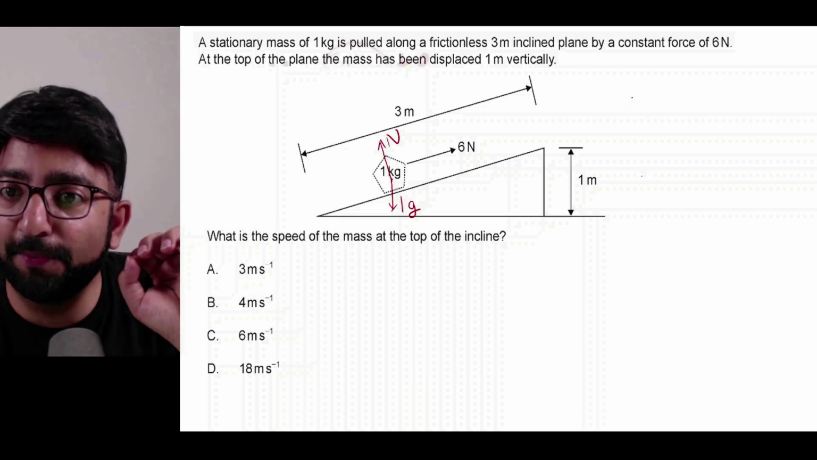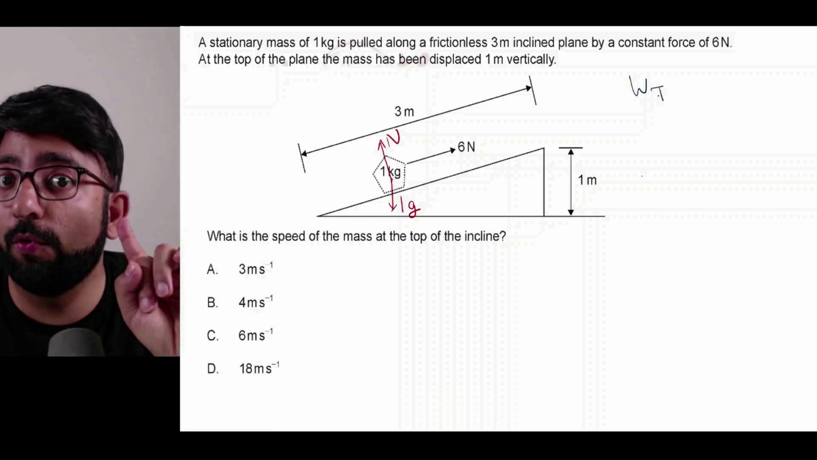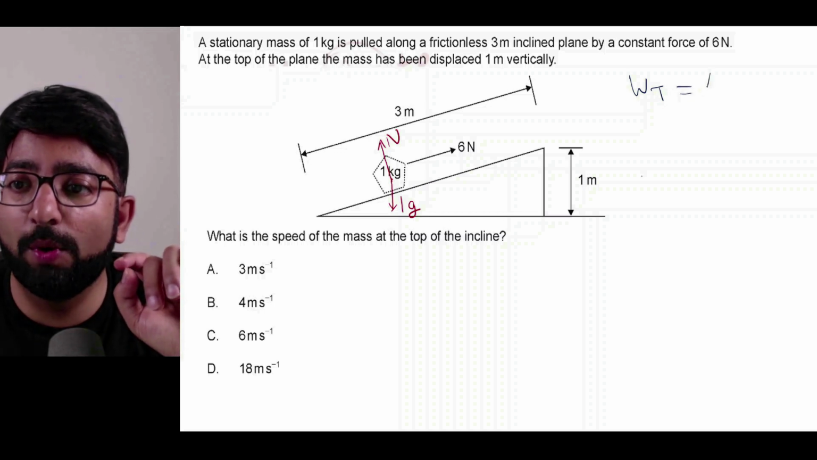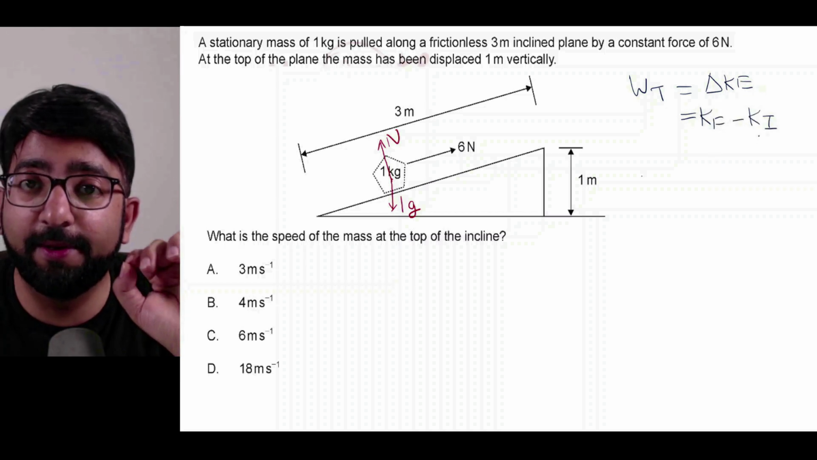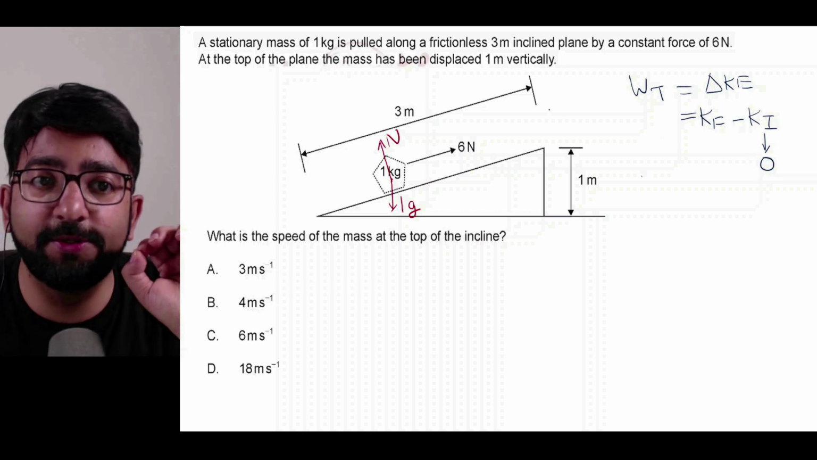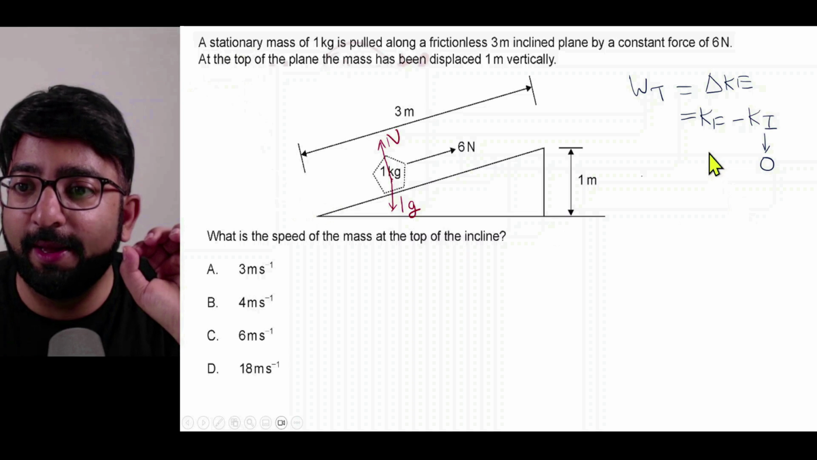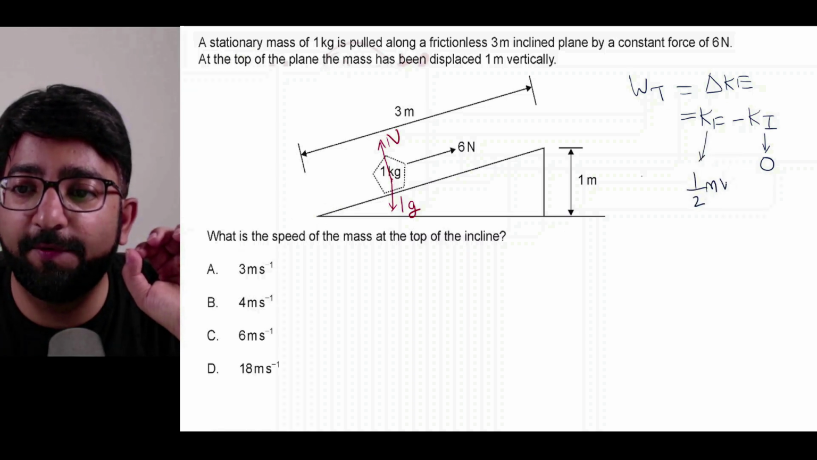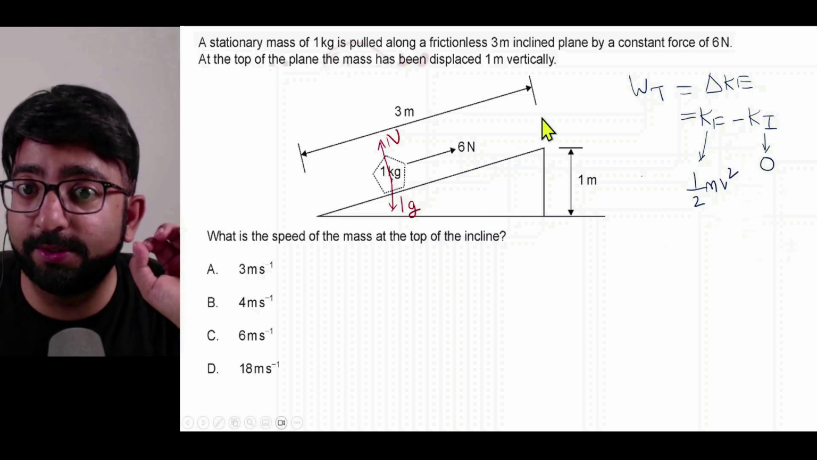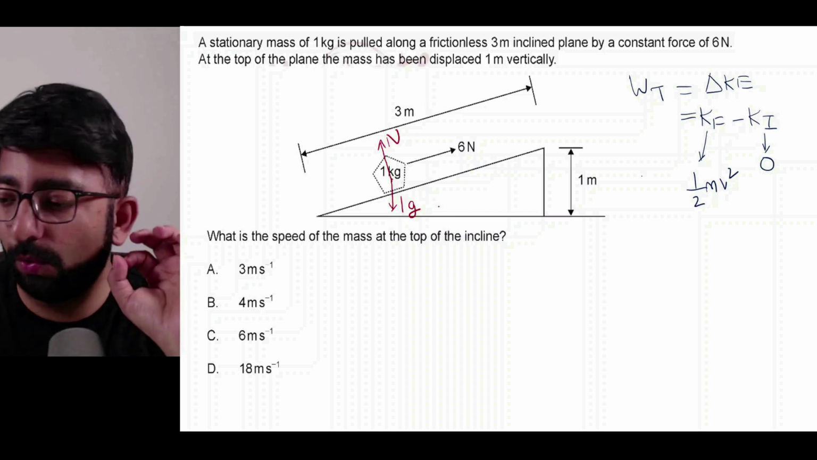So let us write down the approach. The total work done by all the forces acting on the object should be equal to the change in kinetic energy. Change in kinetic energy will be final kinetic energy minus initial kinetic energy. Initial kinetic energy is zero, as they have mentioned the object was stationary at the starting point, and final kinetic energy, let's say, is half m v square, where v is the speed at the top, which we have to figure out.